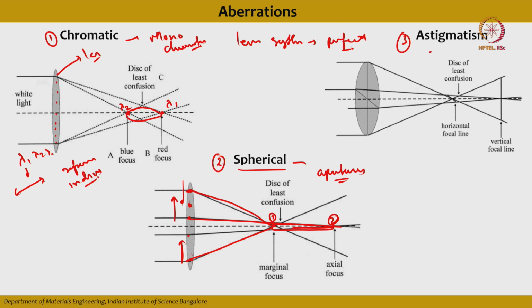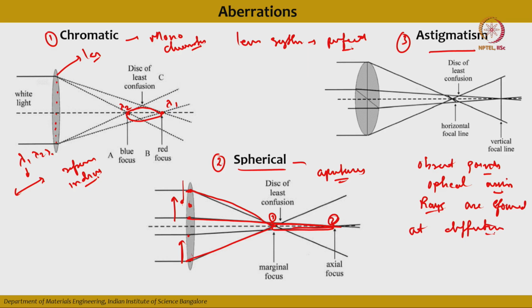The third aberration is called astigmatism. Astigmatism is nothing but when the object points are off the optical axis, it means that the light rays are focused at different locations.